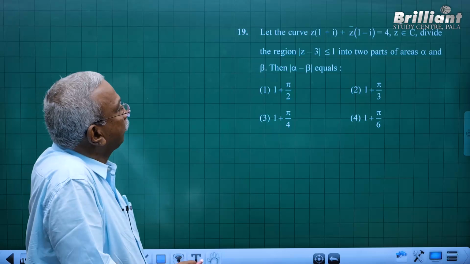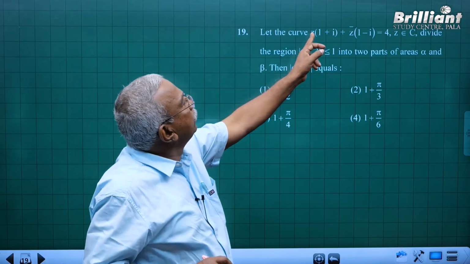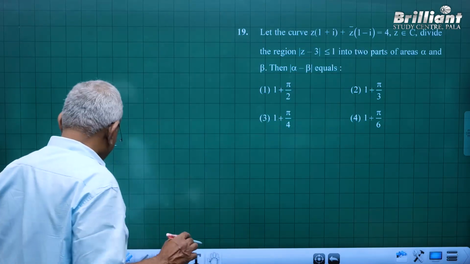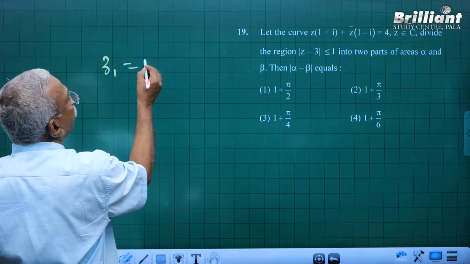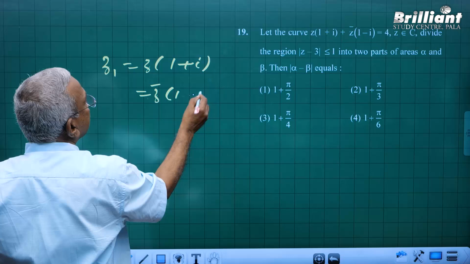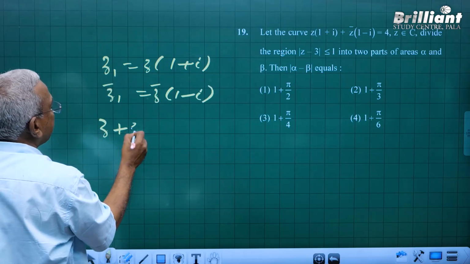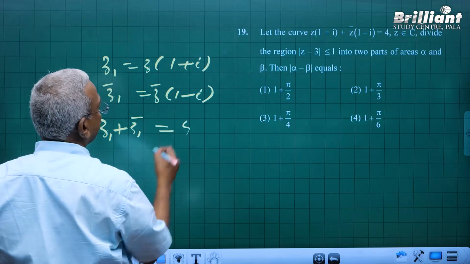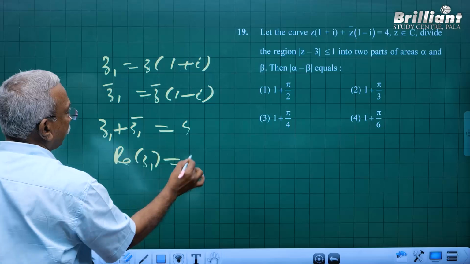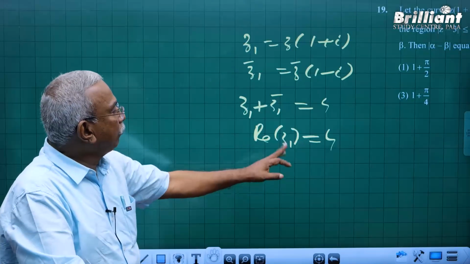Now the next question. Z into 1 plus i plus Z bar into 1 minus i. You know the conjugate of Z is Z bar and that of 1 plus i is 1 minus i. So suppose we keep Z1 is equal to Z into 1 plus i. Then Z bar into 1 minus i is simply Z1 bar. So Z1 plus Z1 bar is equal to 4. This is actually the real part of Z1 is equal to 4.